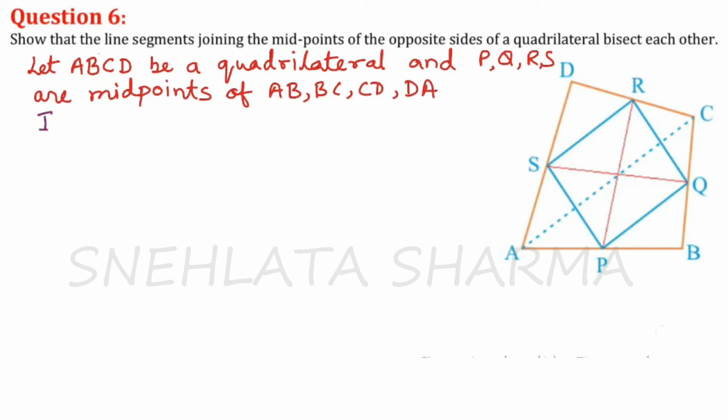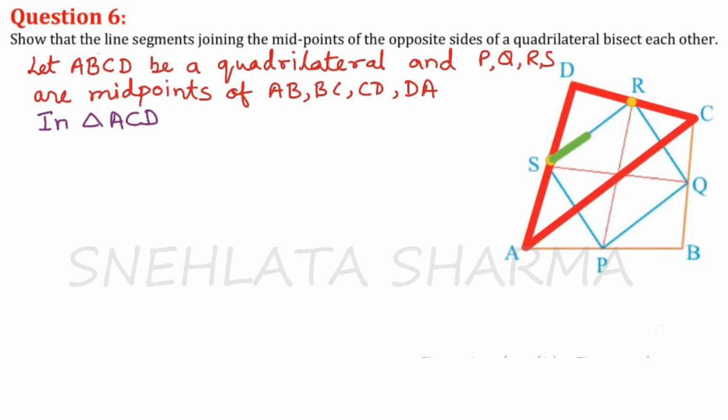Now in triangle ACD, see figure, this is triangle ACD. In this triangle ACD, we have R is midpoint of CD, also S is midpoint of AD. So by midpoint theorem, we can say that SR is parallel to AC. Similarly, we will show that PQ is also parallel to AC.